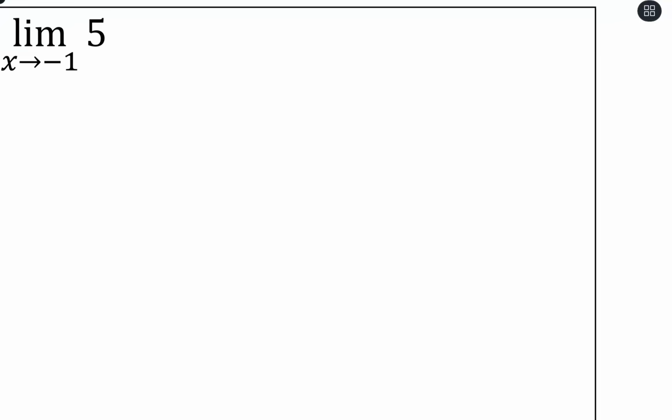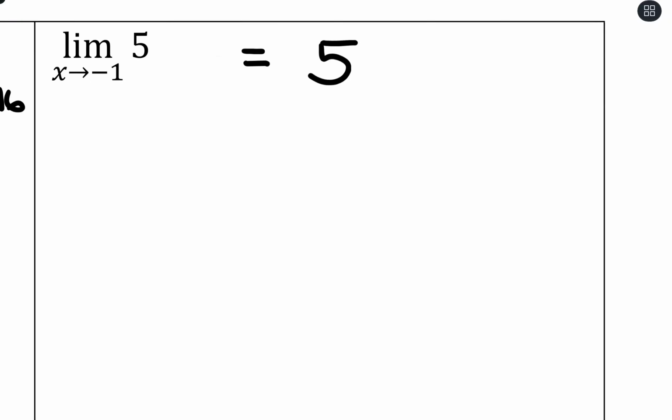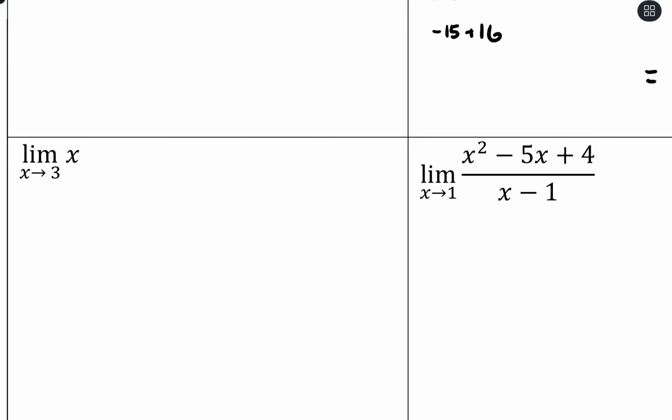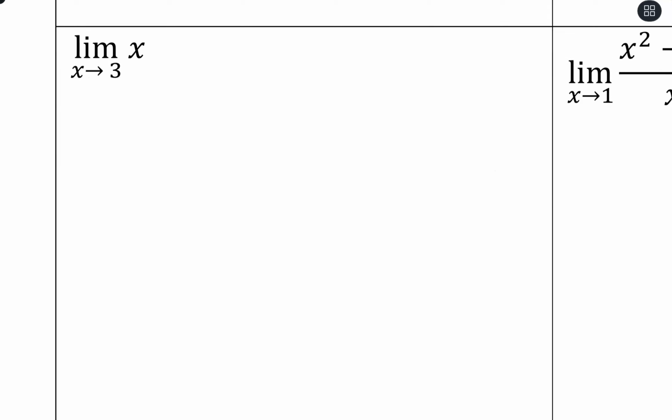This is where we're taking the limit of a constant function, which means it just stays that constant. There's nowhere to plug in x equals -1, so you just use the constant. Here our function's just a simple x, so we just take x equals 3, plug it in.